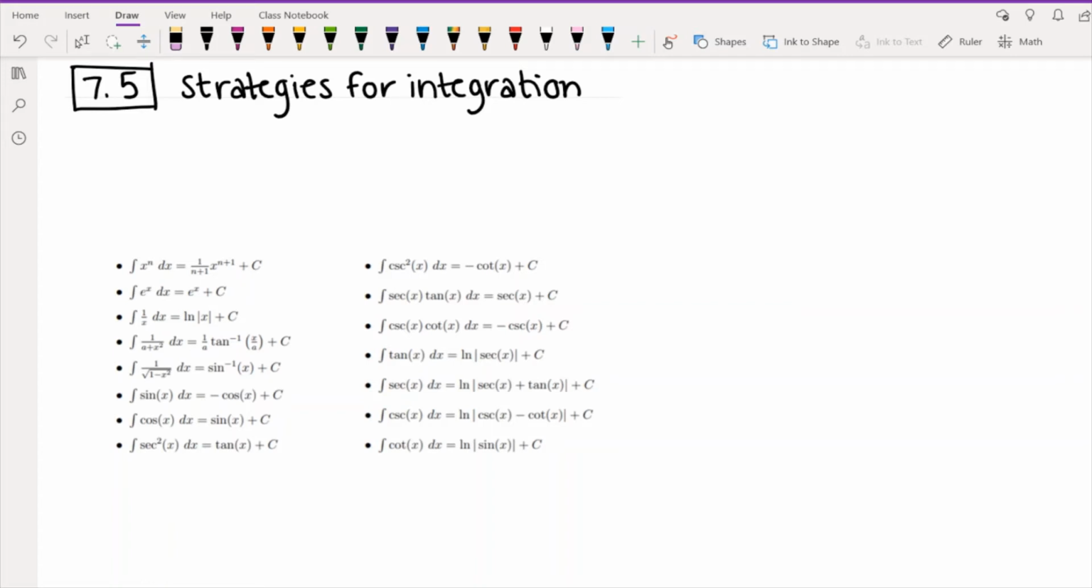Hi everyone. So over the last couple of weeks, we've learned a lot of different methods for evaluating integrals. And so in this video, we're not going to talk about any new methods. We're basically just going to review all the different methods we have, as well as discuss how do you know when to use which method?